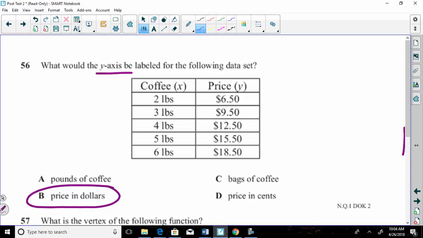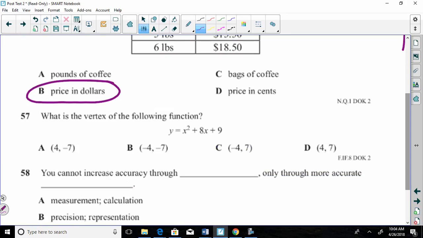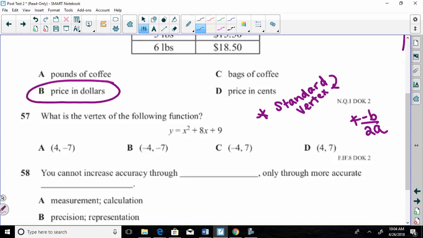Okay. Vertex. What are different things I could use to find the vertex? We can go from standard to vertex form by doing what? We could do negative b over 2a, that part of the quadratic formula, then plug it in. Yeah, completing the square. So to get from standard to vertex form is completing the square.